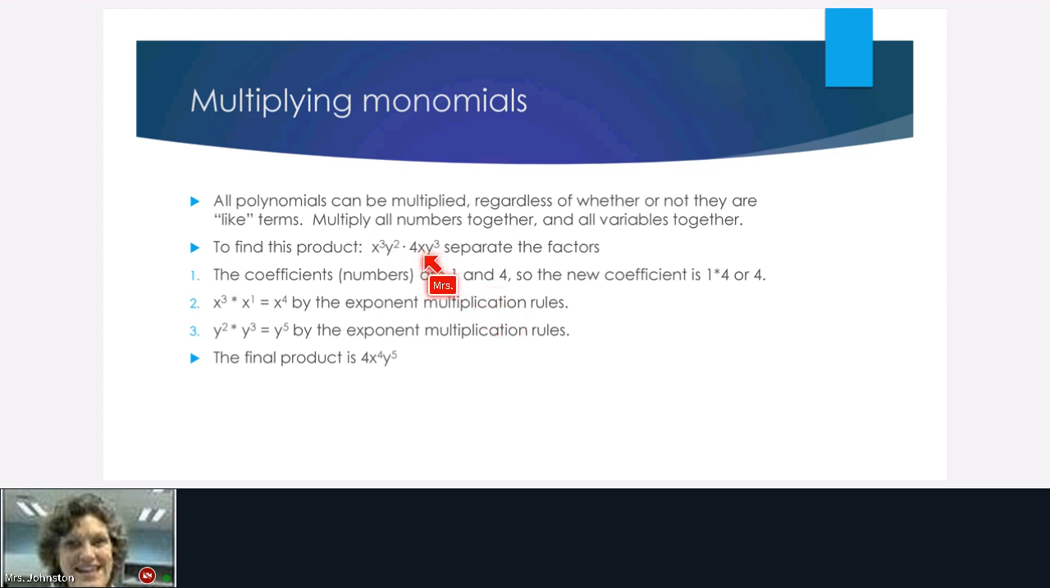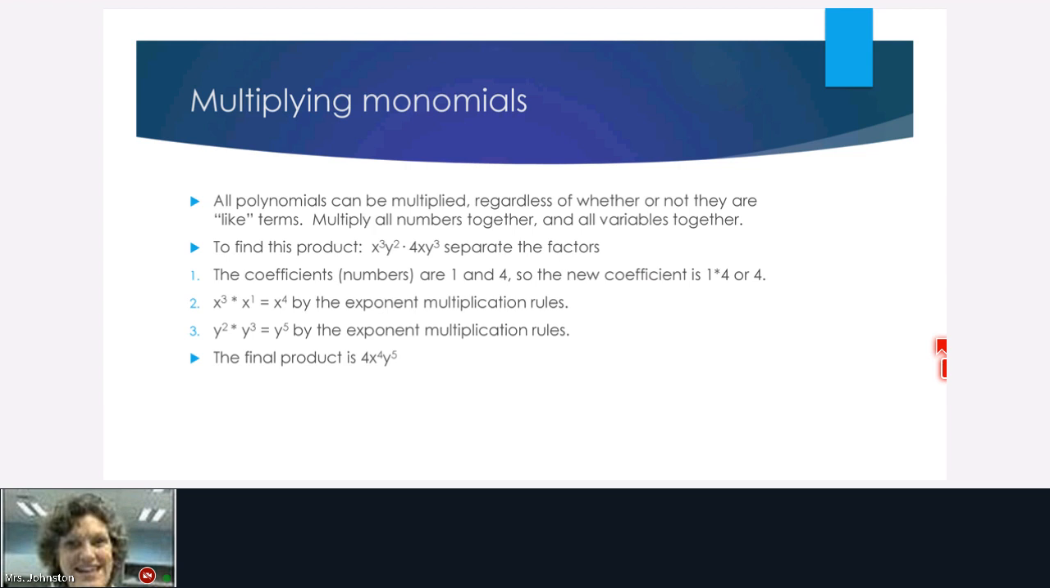Notice I kind of skipped over this 4. 4 doesn't have any other number to multiply with it, so that is going to be unchanged. I'm going to move over to the y section. I've got a y squared, meaning 2 factors of y, multiplying by y cubed, or 3 factors of y, give me 5 factors of y altogether. Remember, the rule of multiplying powers is that if the base is the same, you can add the exponents when you multiply. So the final product of this is the 4 that remained unchanged, the x to the fourth, and y to the fifth.